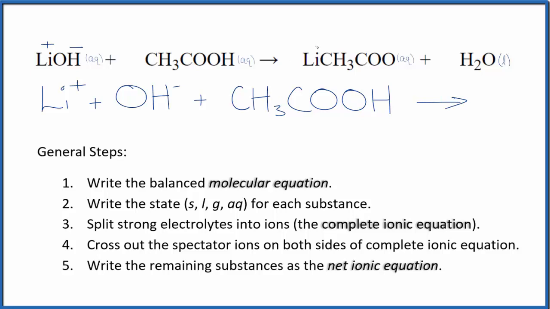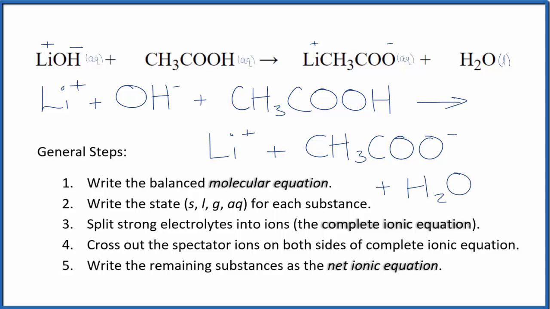For the products, we said lithium is 1 plus, and then the whole acetate ion here, that has a 1 minus ionic charge. So we have Li plus, and then we'll have our acetate ion. And then for water, we don't split apart liquids in net ionic equation, so we just have H2O. So this gives us the complete ionic equation. Now we can cross out spectator ions.